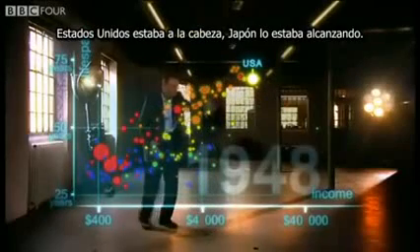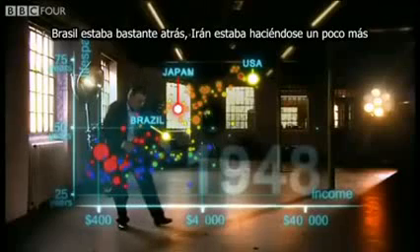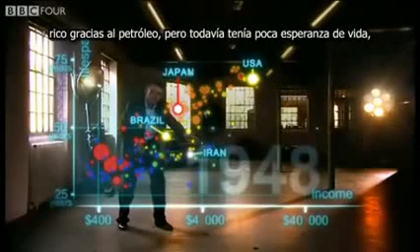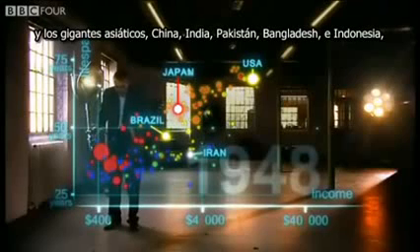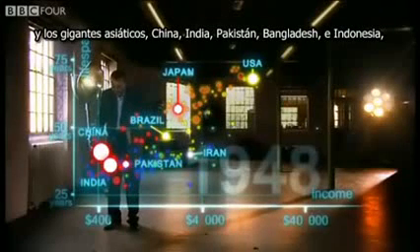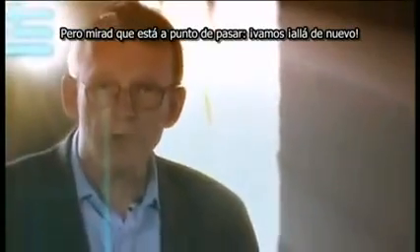United States was in the front, Japan was catching up, Brazil was way behind, Iran was getting a little richer from oil, but still had short lives. And the Asian giants, China, India, Pakistan, Bangladesh and Indonesia, they were still poor and sick down here. But look what is about to happen.